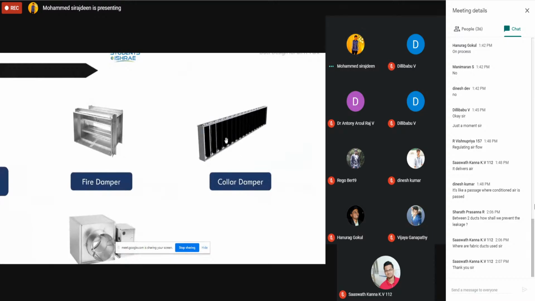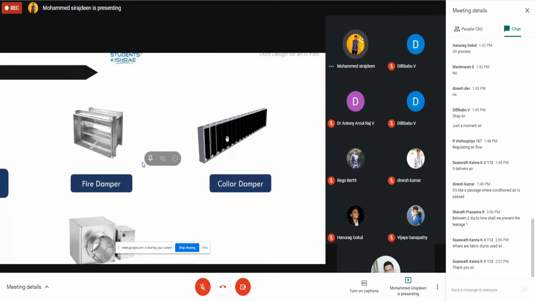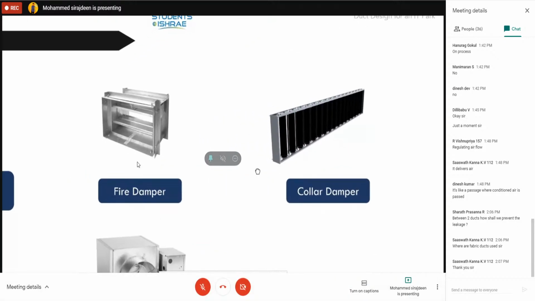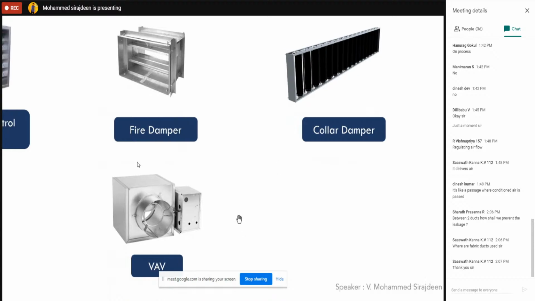Then collar dampers. What are collar dampers? They are available in the grill. It is nothing but a volume control damper. It is provided on the grill to control the volume. Then VAV is a separate one, but since we are talking about an IT building, I am bringing it in under the dampers topic. What is VAV? It is a variable air volume. There is also a device called constant air volume.